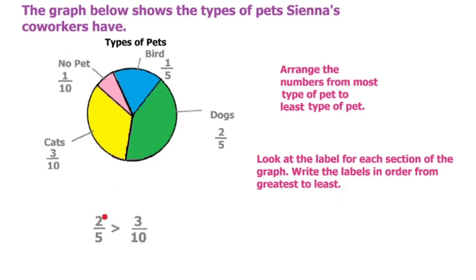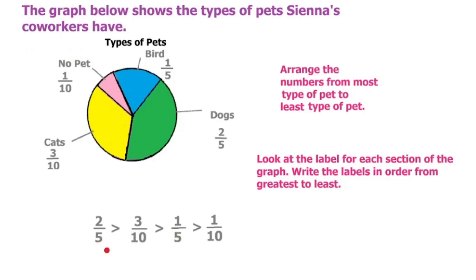And then we know 2/5 is greater than 3/10 because this section is much bigger than this section. Okay? Then we know that 3/10 is greater than 1/5. Okay? The next one is birds, so 1/5 comes next. And then we have 1/10. 1/5 is greater than 1/10. 1/10 is they have no pets at all.